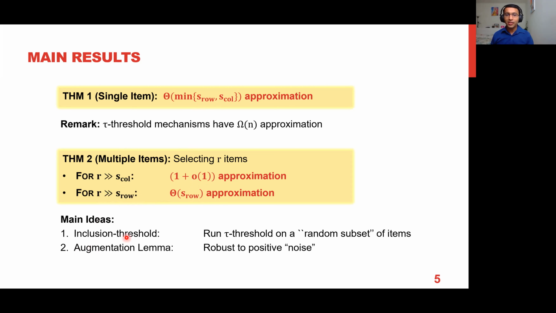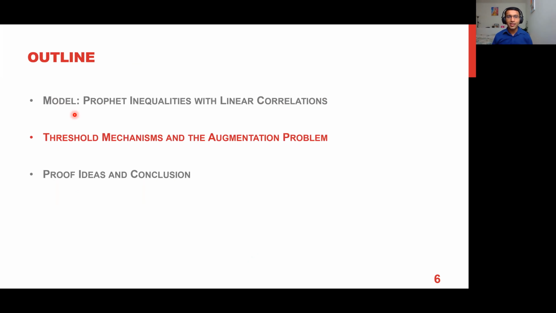The main ideas are: although the threshold algorithms don't work, what you can run is some inclusion threshold algorithms, which basically means you can randomly discard some subset of the items and then run a threshold algorithm on them. And one of the lemmas, which I'll talk about, is this augmentation lemma, which is some kind of robustness result, where you want to say that even if I add some positive nodes, your value does not go down. So the outline for the talk is: I've just introduced this model, the linear correlations model. Now I'll talk about the threshold algorithms and the augmentation problem, and then I'll conclude with some proof ideas.